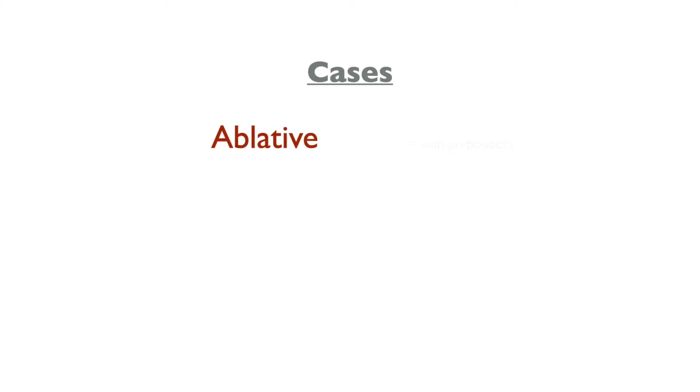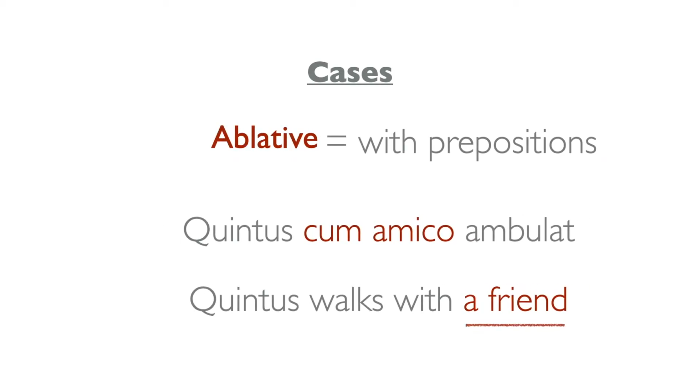And finally, we come to the ablative case. The ablative is kind of a catch-all case for a bunch of different things. We tend to use it a lot with prepositions. So in the following, Quintus cum amico ambulat, Quintus walks with a friend, you'll notice that cum amico is in the ablative case, because the preposition cum takes an ablative. You'll find lots of different ablatives as we progress through the Cambridge Latin Course text. And ab, which means away from, is where we get the name ablative case.